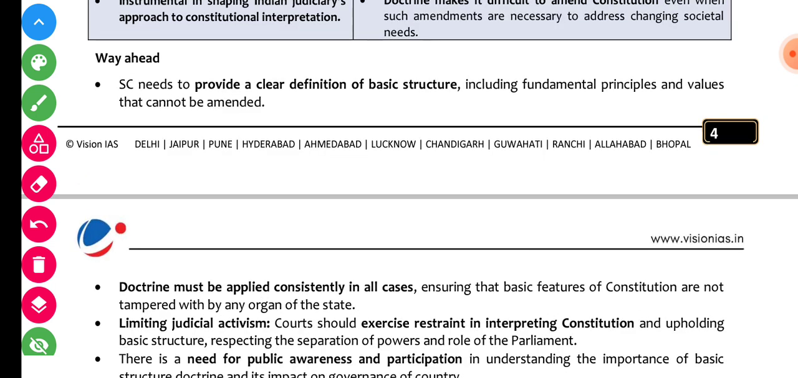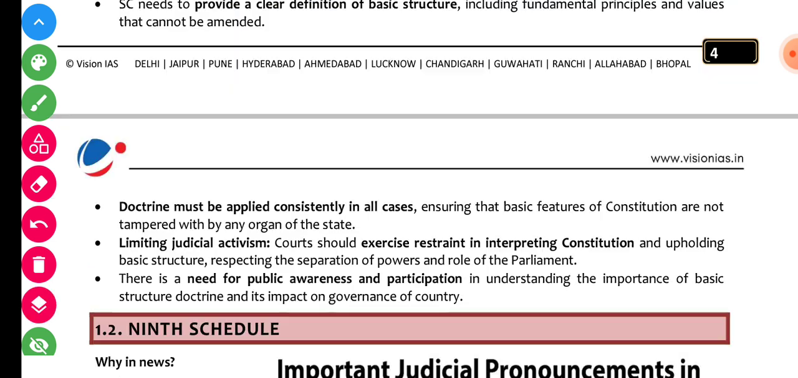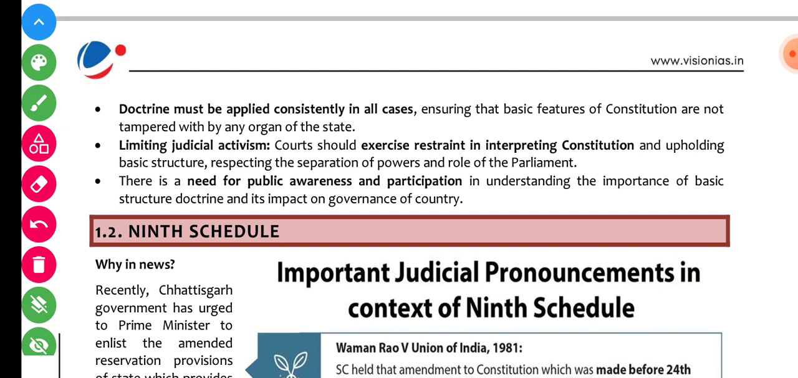And what is the way forward? The Supreme Court needs to provide a clear definition of basic structure, including fundamental principles and values that cannot be amended. And the doctrine must be applied consistently in all cases, not in some cases, ensuring that basic features of the Constitution are not tampered with by any organ of the state.